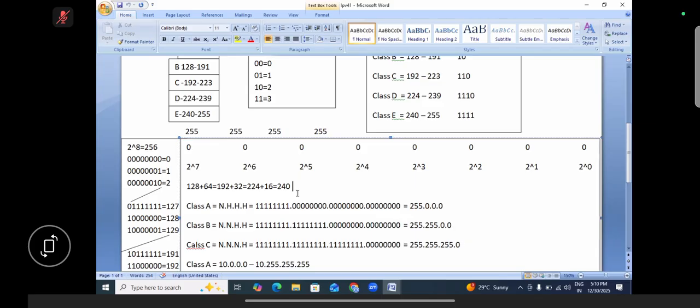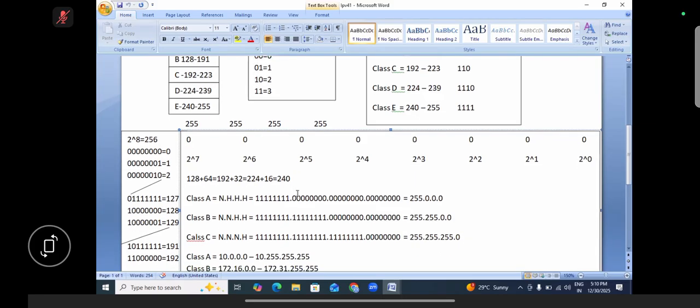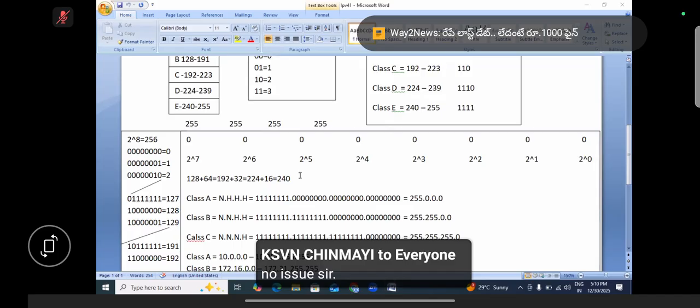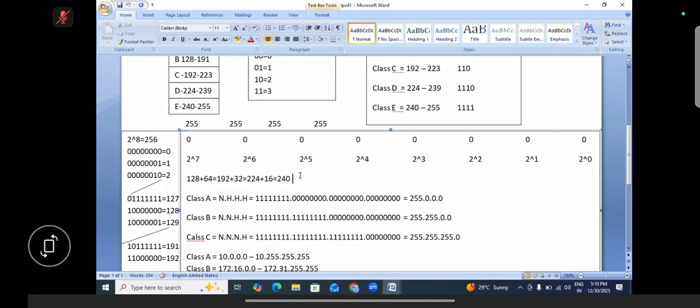Right. So now let's see, guys here. As a system engineer, as a network engineer, we are going to bother about the first 3 classes: Class A, Class B, Class C. Okay. Let's see, guys here.